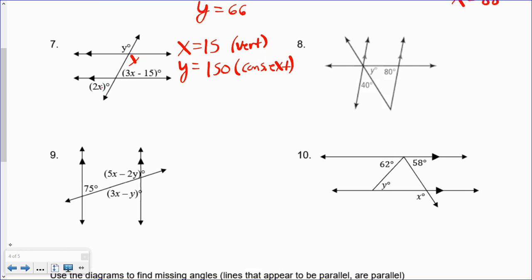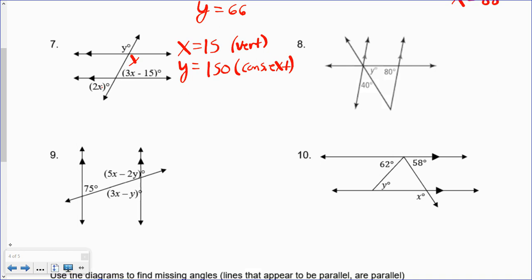Yeah, there are 2 different ways that you can find things. Vertical angles. Is everybody good with those? 15 and 150? Okay. We'll get to number 9 in a second. For number 8, it looks simple, but there's something you have to be very, very careful with.